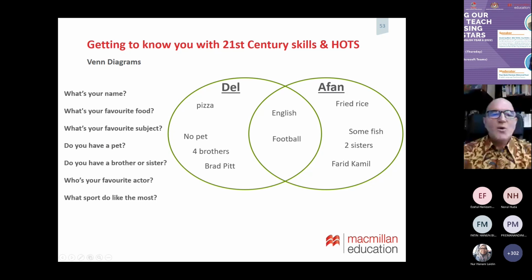Okay, now I've got 10 minutes left, so I'm going to quickly go through. I don't know about Farid Kamil. Forgive me if he's not famous anymore or he's done something wrong, or I don't know. I just Googled famous Malaysian actors and Farid came up. So I hope I got that right, but please forgive me if I didn't.